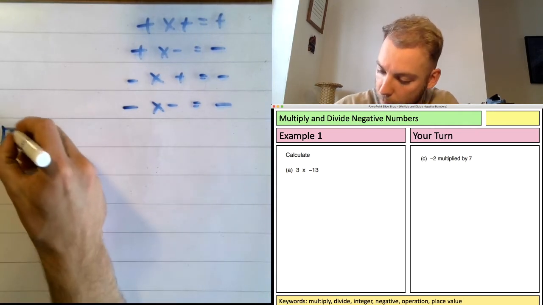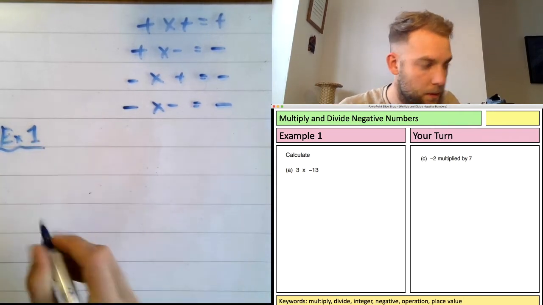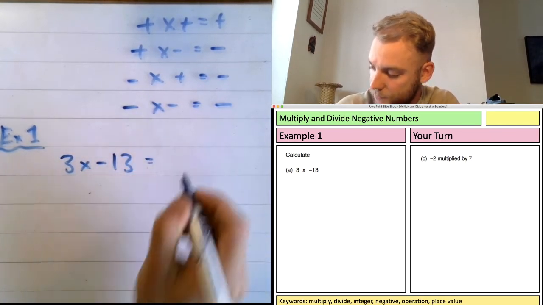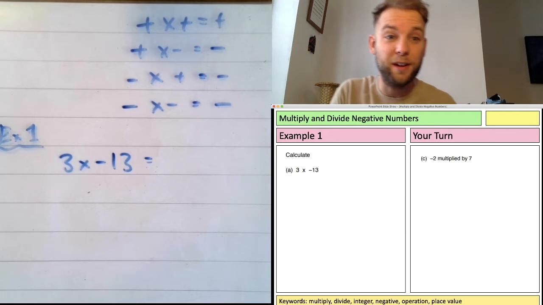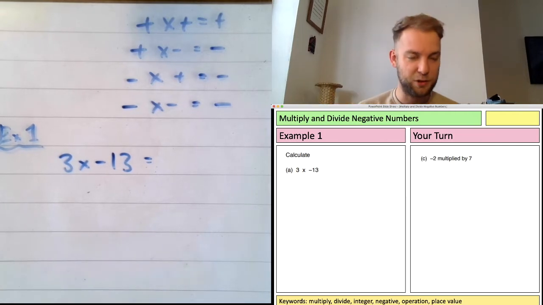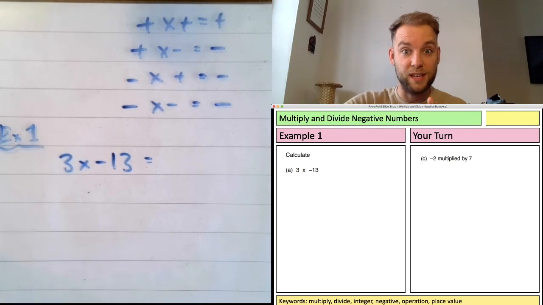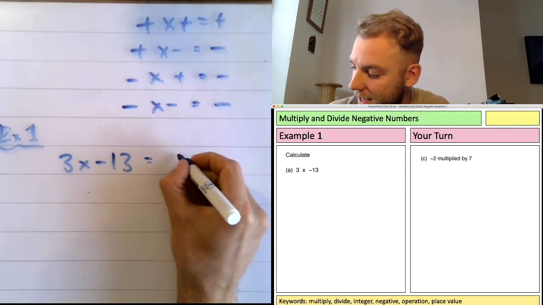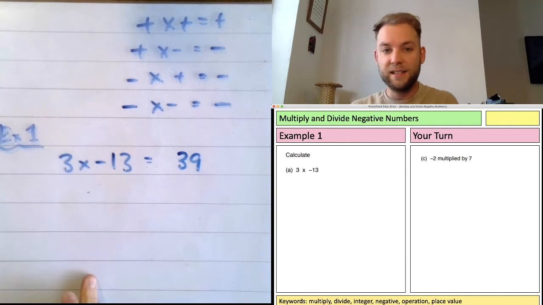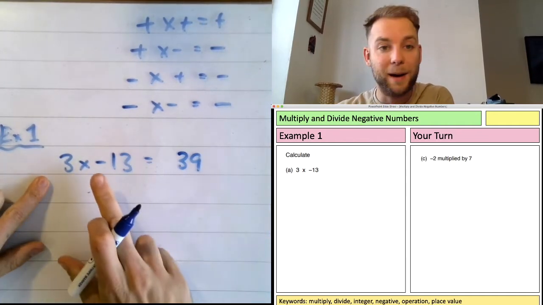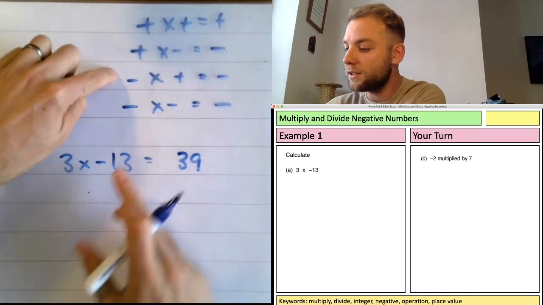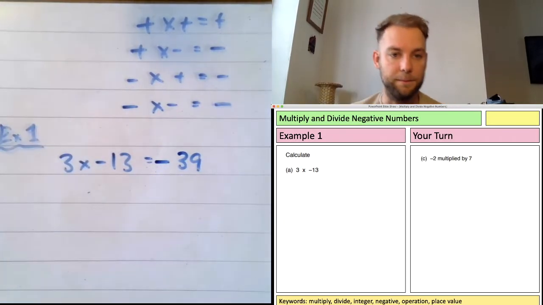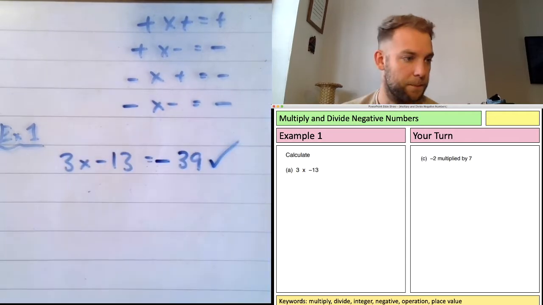So example 1, 3 times by negative 13. So first of all, let's do 3 times 13. Now that's quite tricky. I'm going to do 13 times table. So 13, 26, 39. So 3 times by 13 is 39. Now this is a positive number multiplied by a negative number. So a positive times by a negative number is a negative, so this must be negative 39. There you go, there's your first answer.